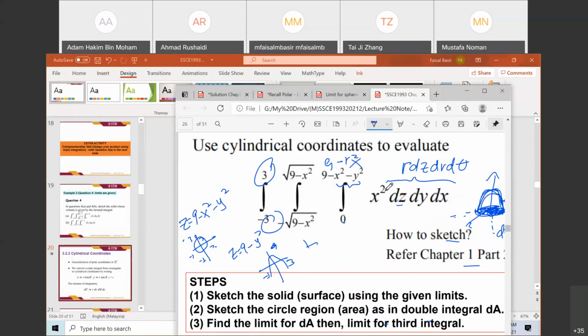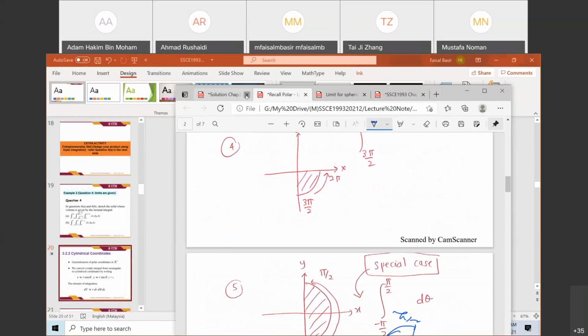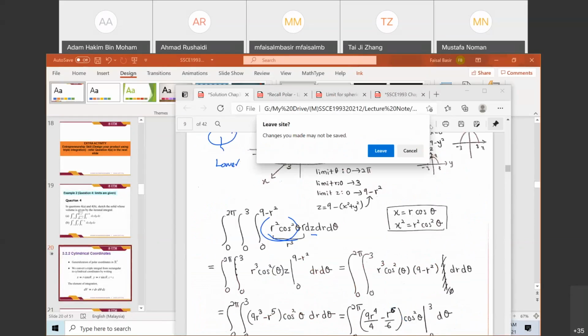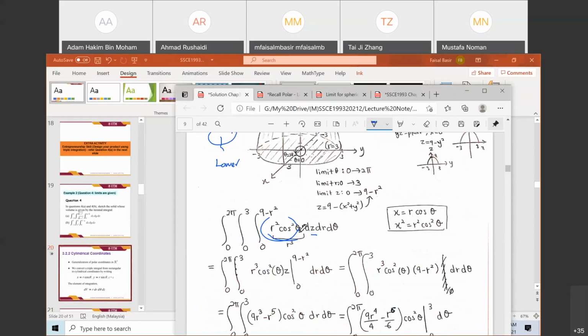Yes, because of this, the question asks you to find the triple integral of x squared. So I just substitute x squared. What is x squared? It is r cos theta, squared: r squared cos squared theta. Okay?